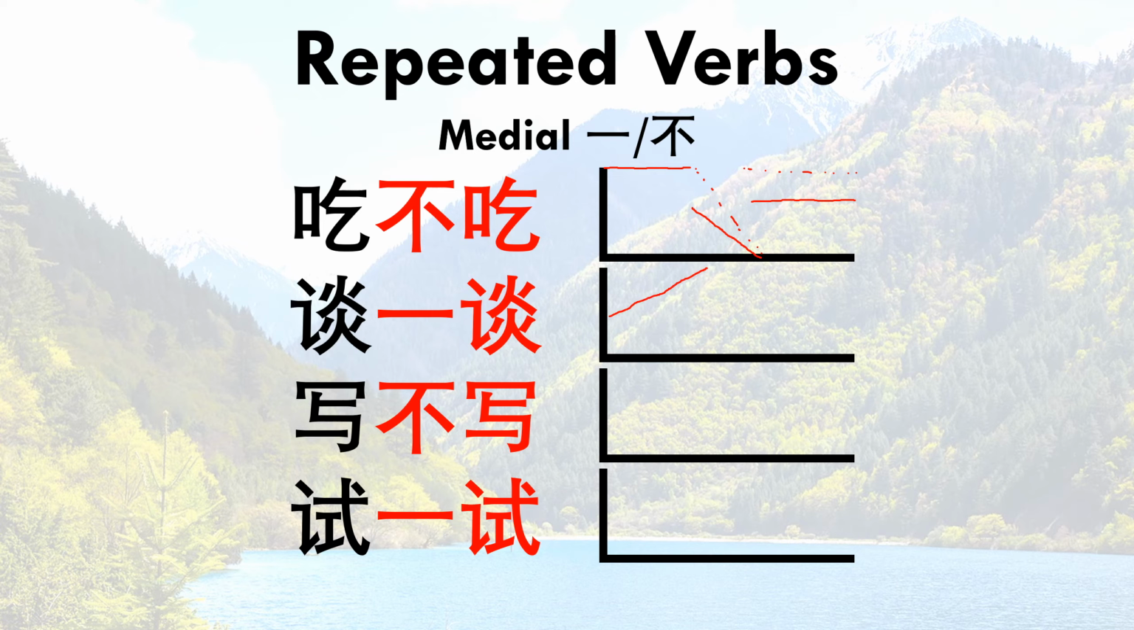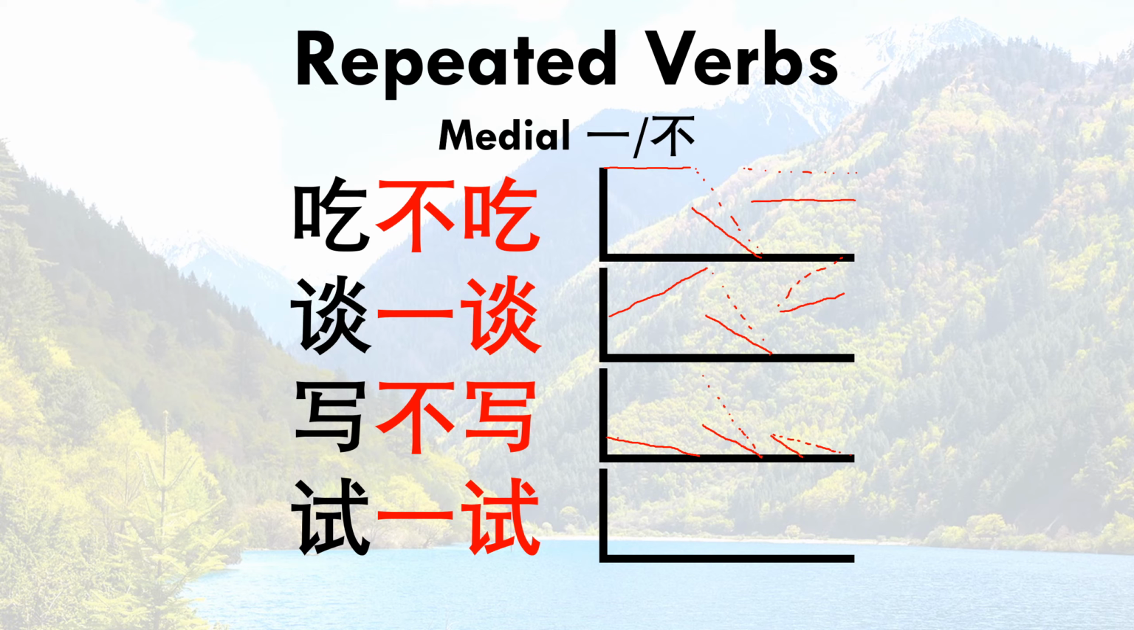谈一谈, instead of 谈一谈. Sorry, that line's not straight, but you know what I mean. 写不写, so here's a low falling 写不写. So instead of 写不写, it's 写不写.